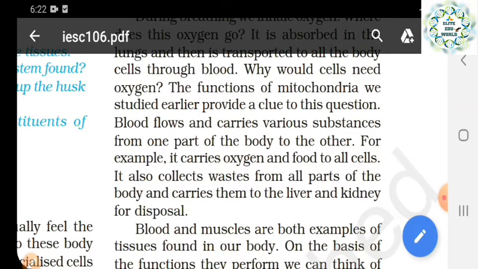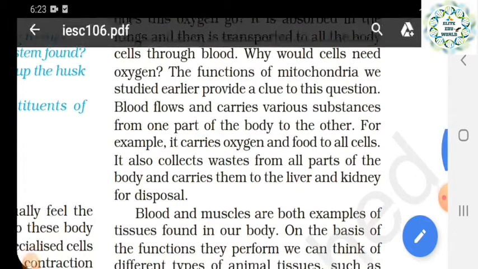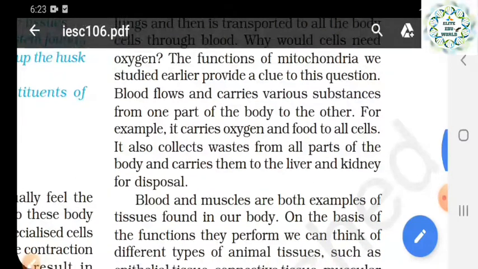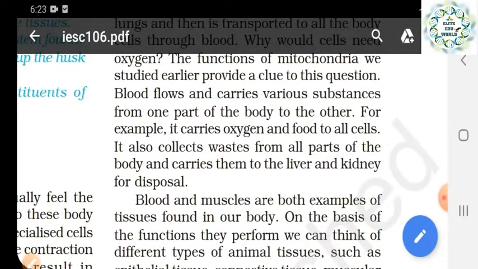That is why breathing in is very important, as is eating food. Both things are important. Now blood flows and carries various substances from one part of the body to another. As we have seen, the blood is a transporter in our body. Being a transporter, the blood carries different materials to different parts of the body. For example, it carries oxygen. This is an example we can give here.